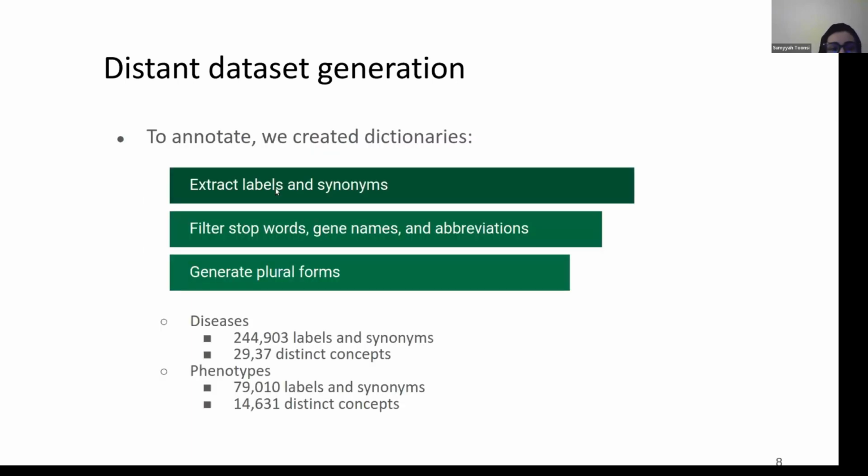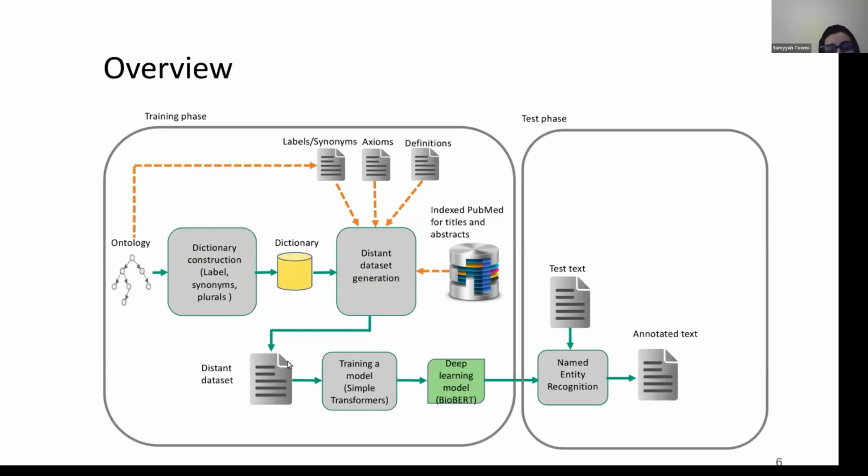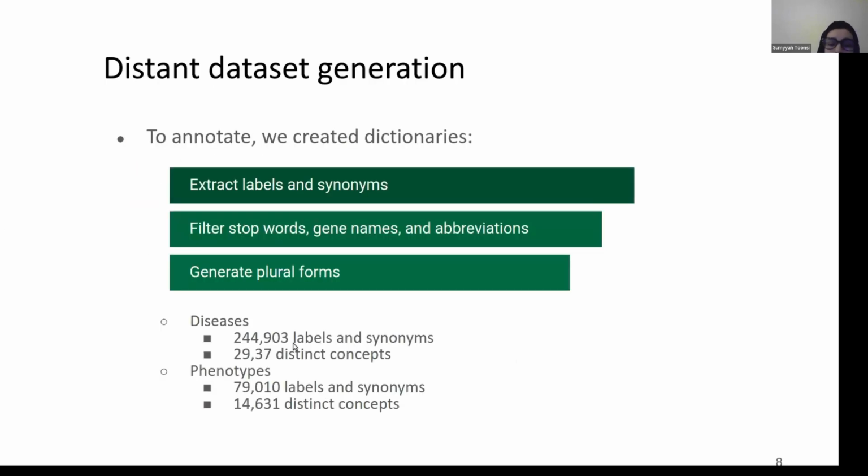So if you remember previously, I talked about how we're going to create this dictionary to be able to create our weakly labeled dataset. So to create this dictionary, we extracted labels and synonyms from the respective ontology, so either the disease ontology or the human phenotype ontology. We filtered stop words, abbreviations, and gene names because it's easy to confuse some diseases with gene names. And we even generated plural forms to be more inclusive.